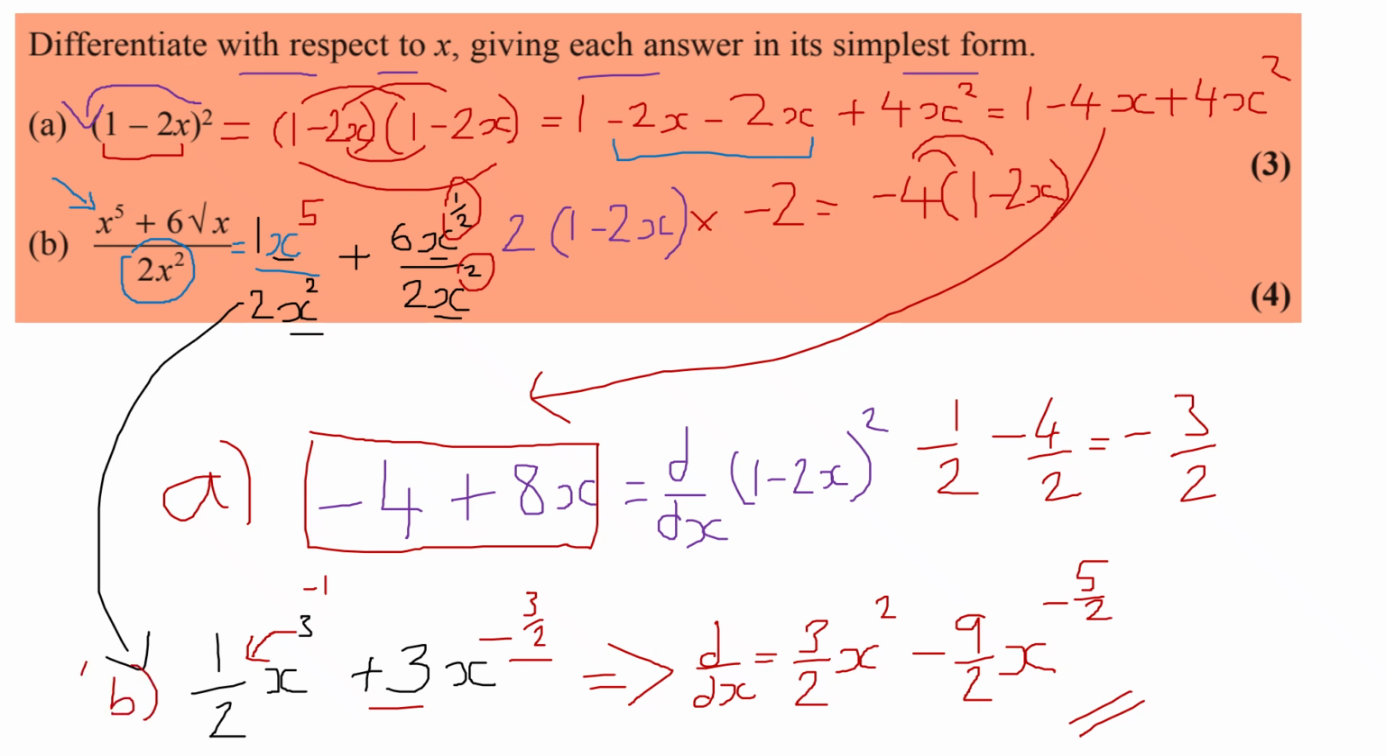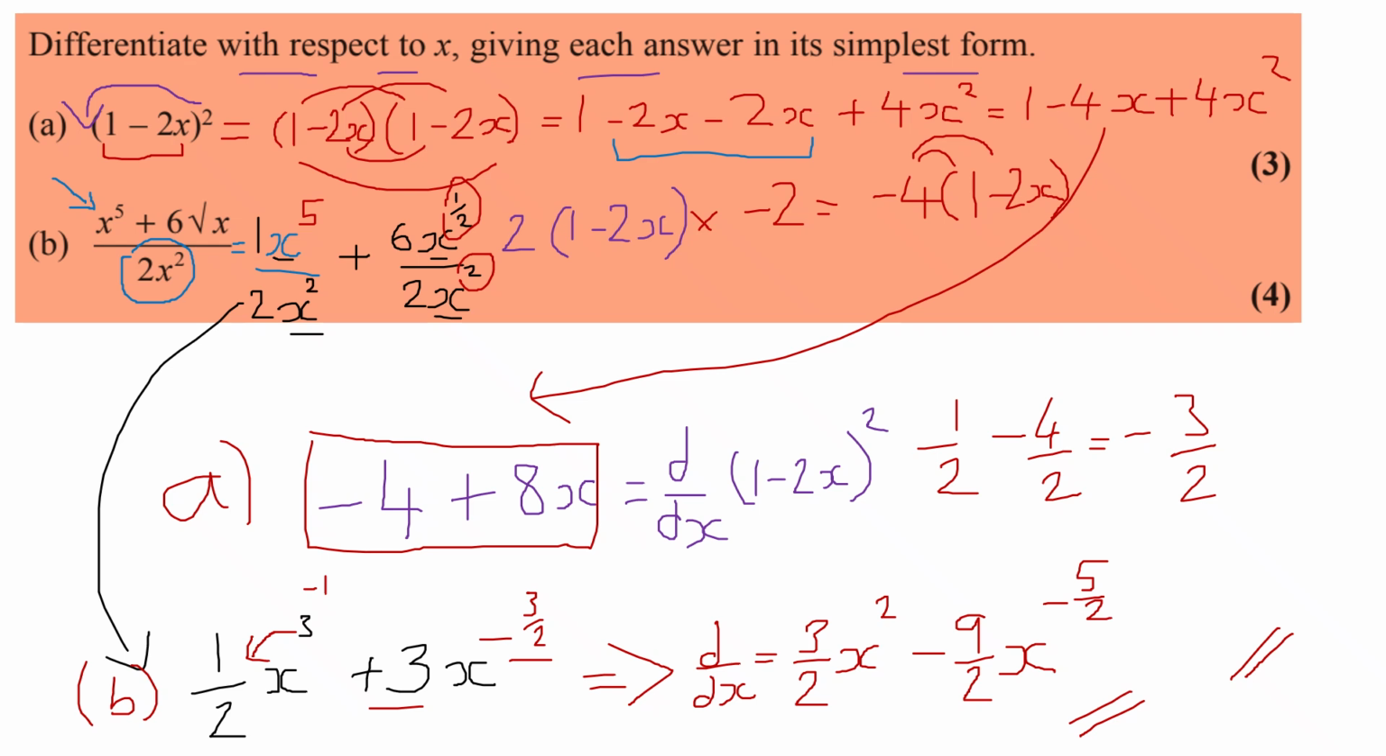So part A, the answer is minus 4 plus 8x, or if it's factorized, minus 4 brackets 1 minus 2x, or minus 4 brackets minus 2x plus 1. And the second one, when I differentiate it, I get 3 over 2 x squared, or 3 halves x squared, take away 9 halves x to minus 5 halves, and that is my final answer. Hopefully that made sense.